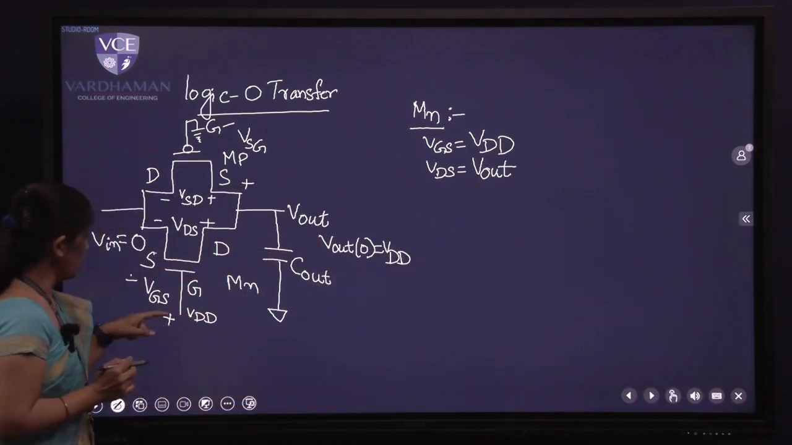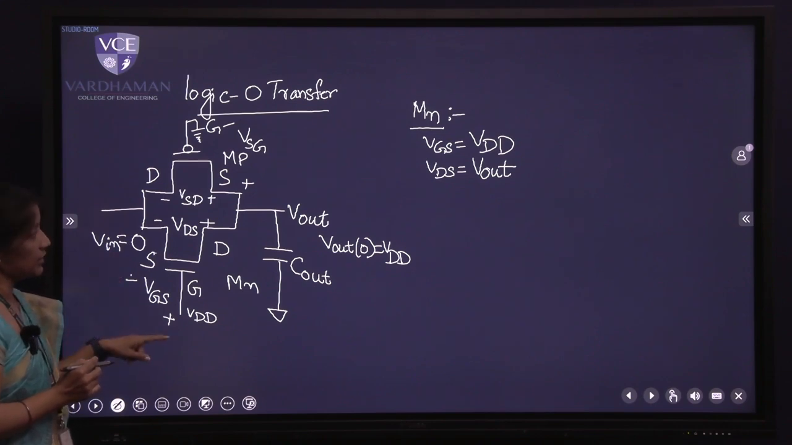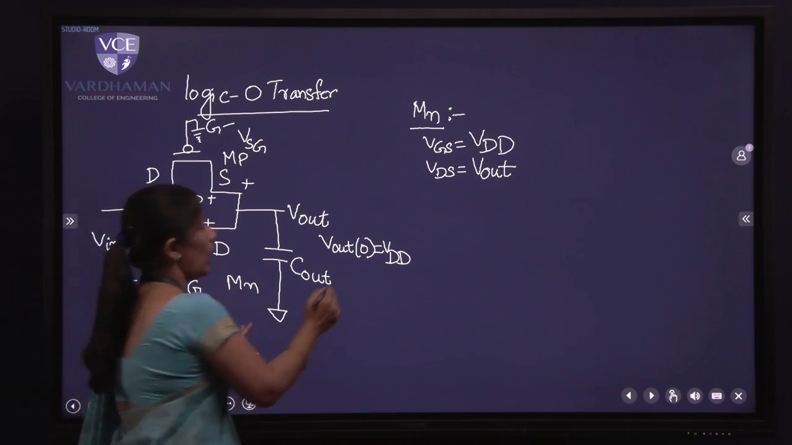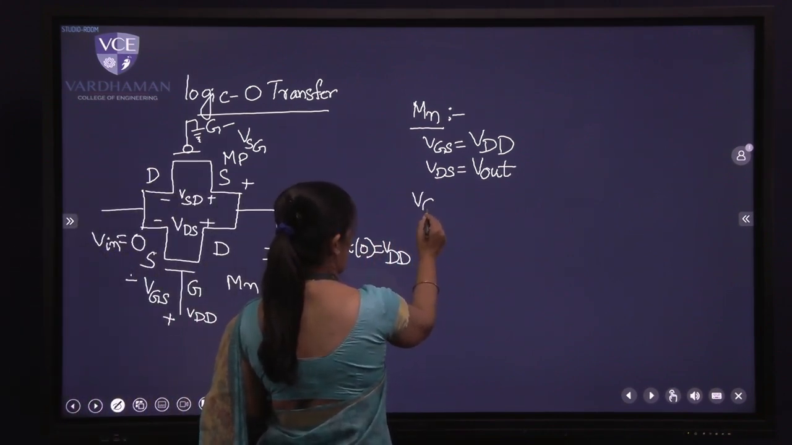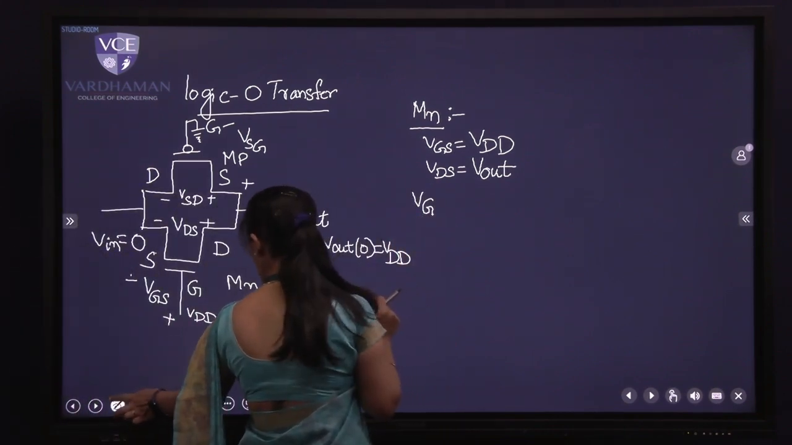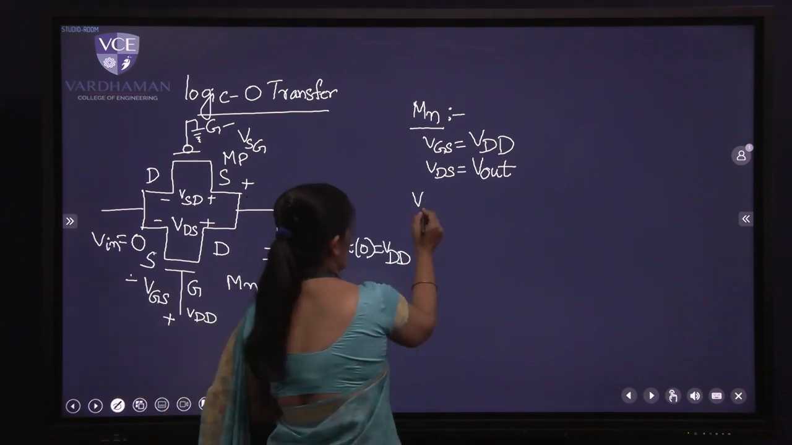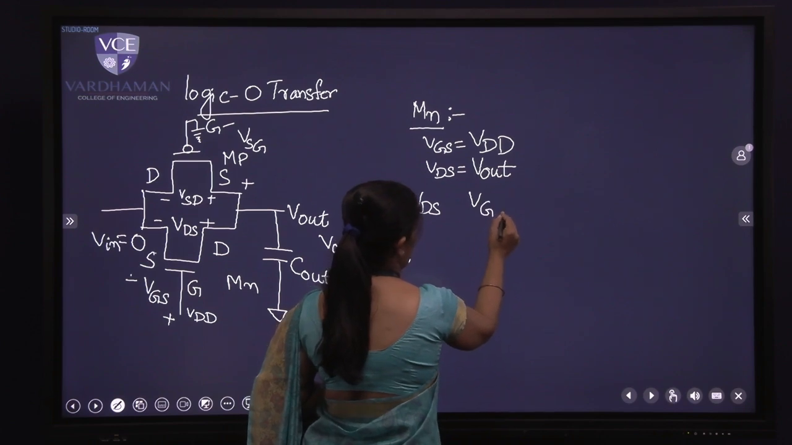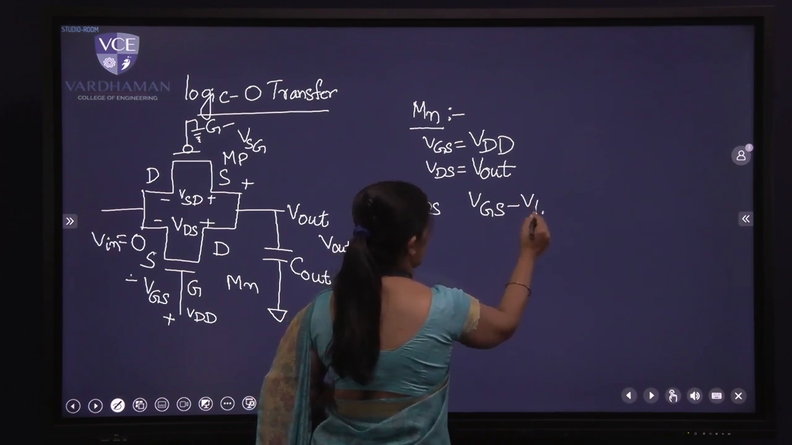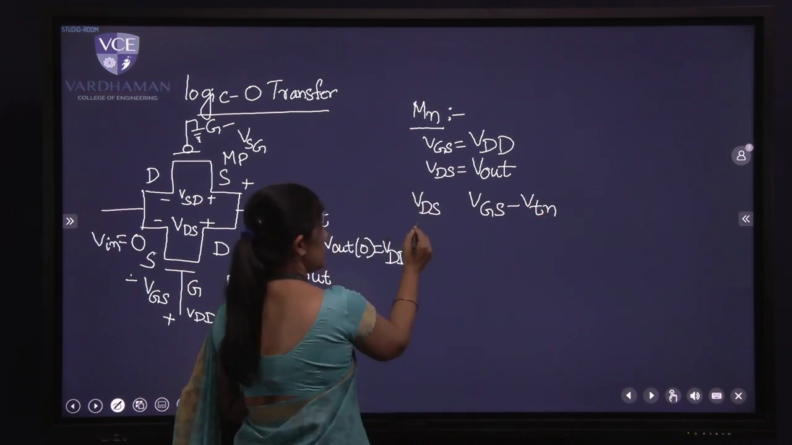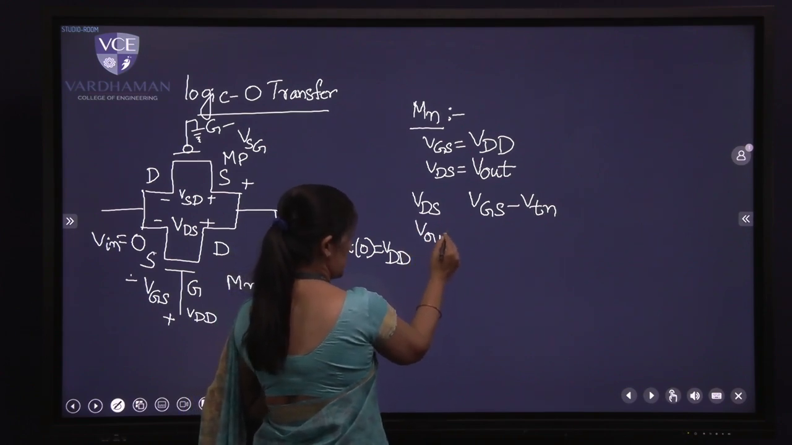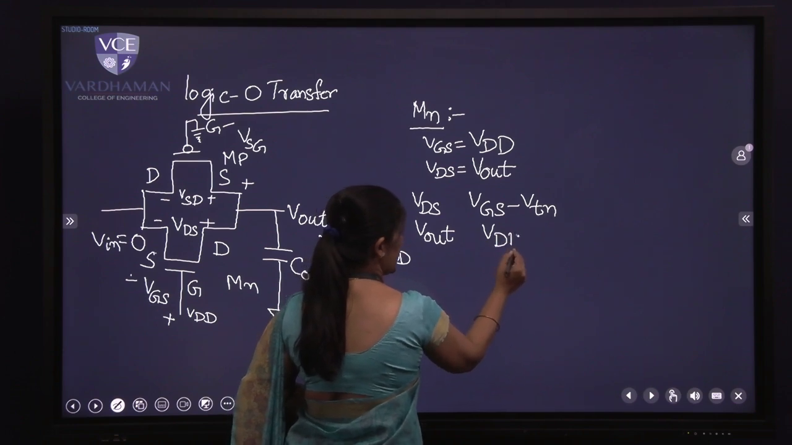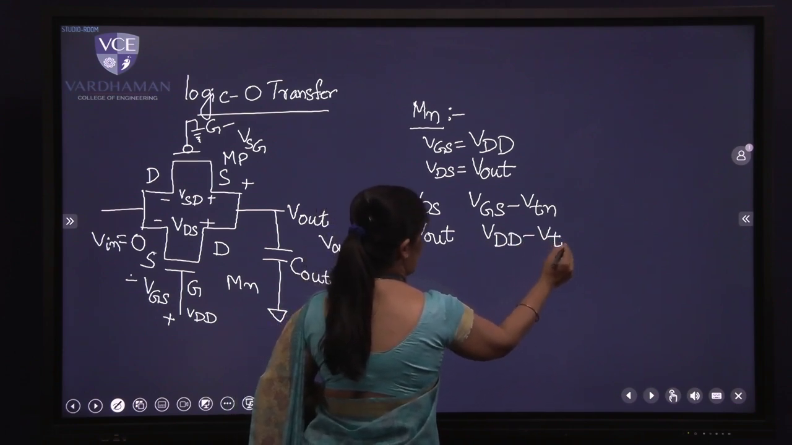V out. So we got the values as VGS is equal to VDD and VDS is equal to V out. Let us figure out how to determine again the saturation or non-saturation region. So I have to write down my condition back again. So conditions as we know it in better way, VDS is here and VGS minus VTN is on the other side. So let us write the voltage values. VDS, I got it as V out. VGS, I got it as VDD minus VTN.